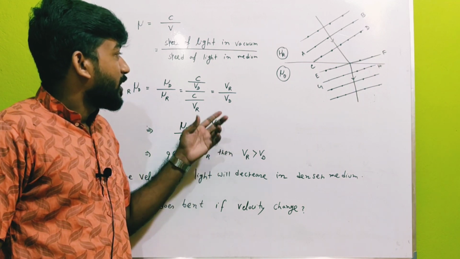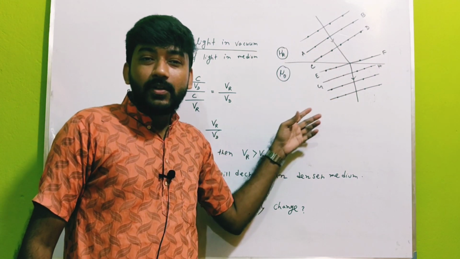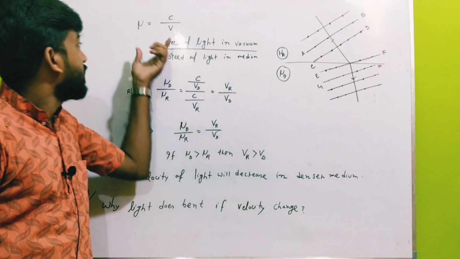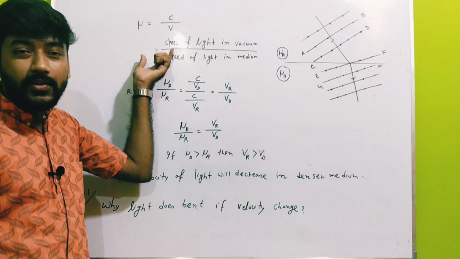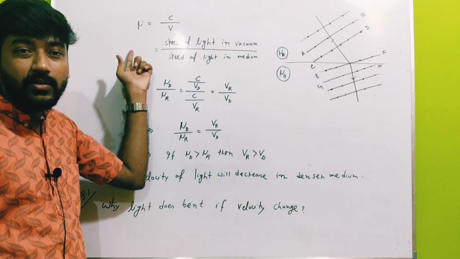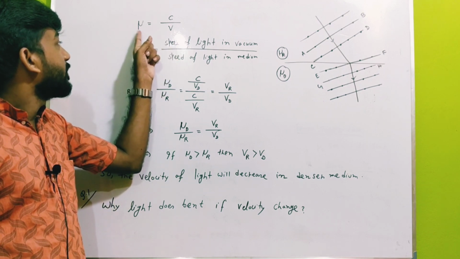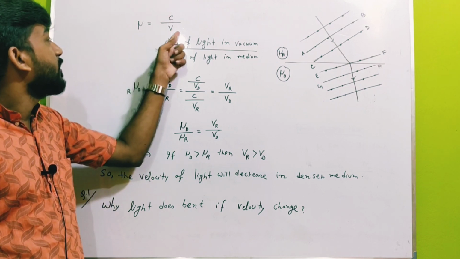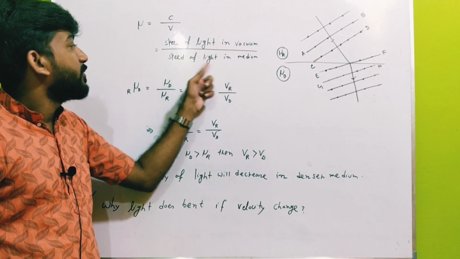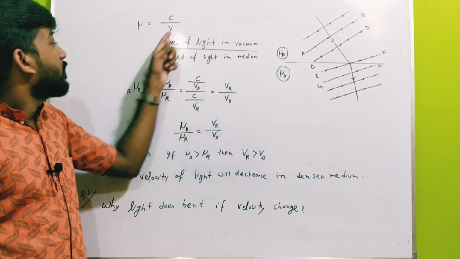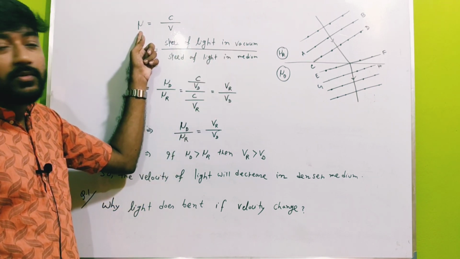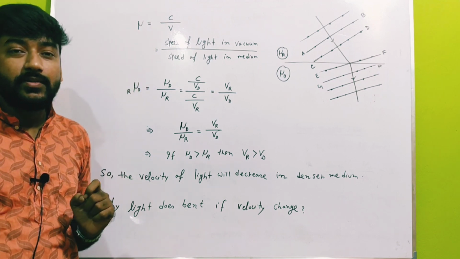So now, with the help of this diagram and the basic definition of refractive index of light from electromagnetic theory, from Maxwell's equation, we can prove the definition of refractive index, that is mu is equal to c by v, that is speed of light in vacuum divided by speed of light in medium. In which medium? The medium where this refractive index mu is defined.